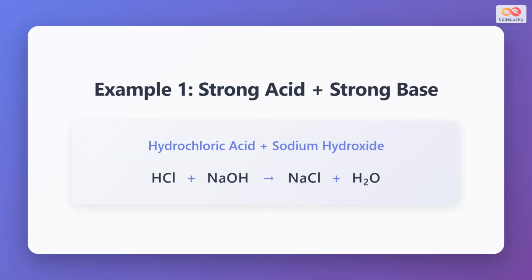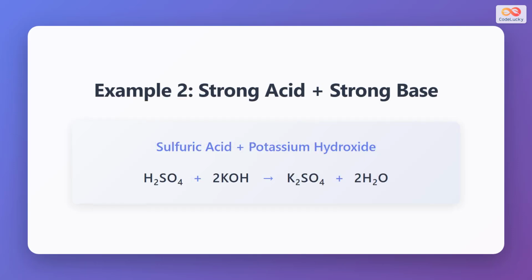Let's look at a classic example: hydrochloric acid reacting with sodium hydroxide. Hydrochloric acid, or HCl, is a strong acid. Sodium hydroxide, or NaOH, is a strong base. When these two react, they produce sodium chloride, which is common table salt, and water. The equation is HCl plus NaOH yields NaCl plus H₂O. This is a perfect example of complete neutralization, where strong acids and strong bases react fully to produce neutral products.